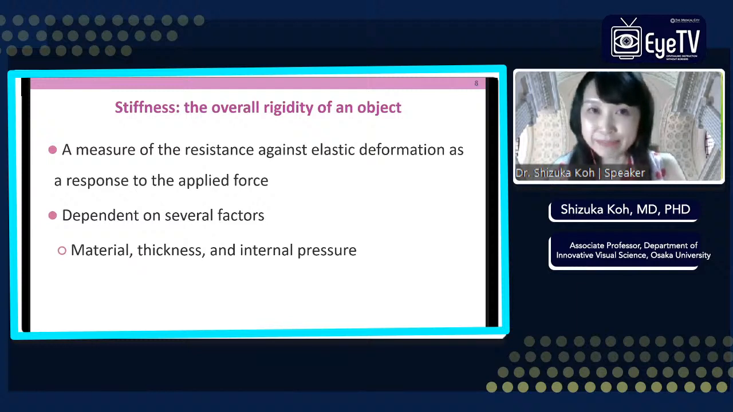What is stiffness? It is overall rigidity of an object. Stiffness is defined as a measure of the resistance against elastic deformation as a response to the applied force. It is dependent on several factors.